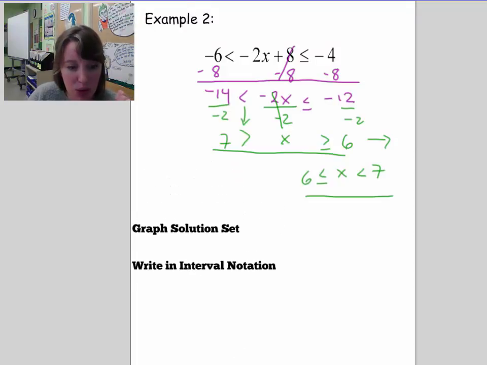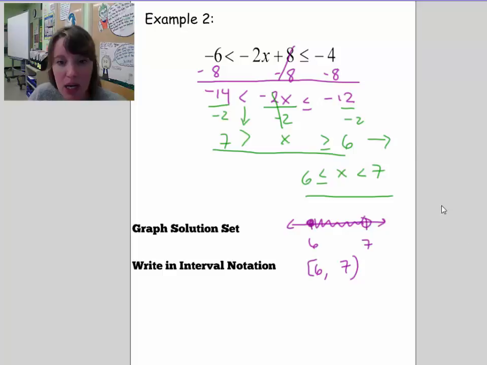So here, when you graph it, you want to put 6 and 7 on the number line, closed circle at 6, open circle at 7, and shading in between. And here you have a square bracket at 6, and you have a closed circle at 7. Okay, I know this might be a little confusing, but you just have to be mindful that there are 3 parts to a compound inequality that you have to attend to.